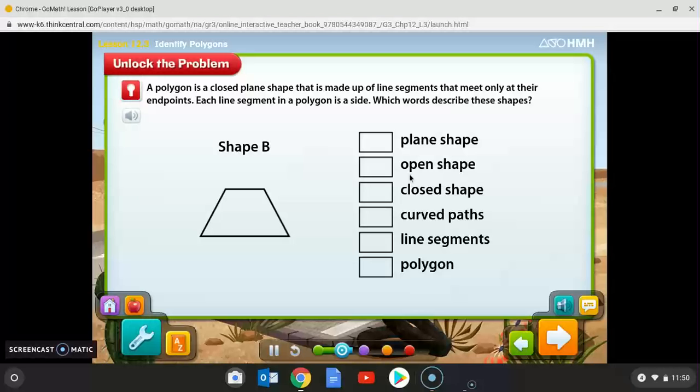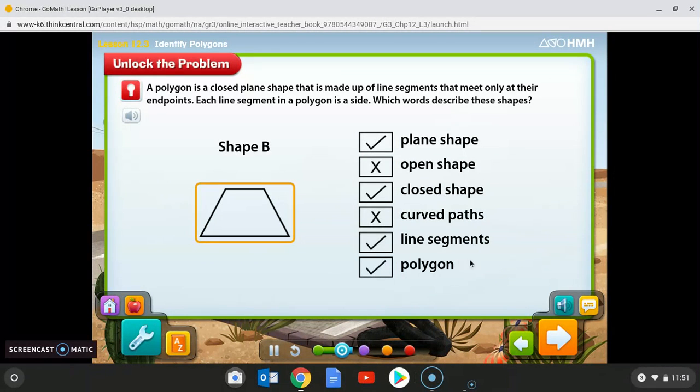So what we're going to do is we're going to go through those checklists for shape B, okay? Before I show all the answers, I'm going to go through them one by one with you. Is this a plane shape? Can we draw it on a paper? Yes. Is this open? No. Is this closed? Yes. Do you see curves? Me neither. Are there line segments? Yes. Is this a polygon that we can describe?